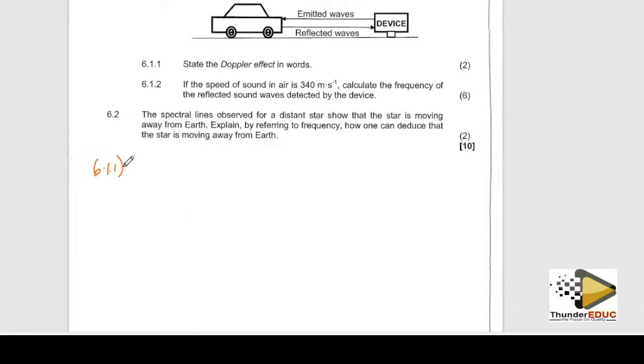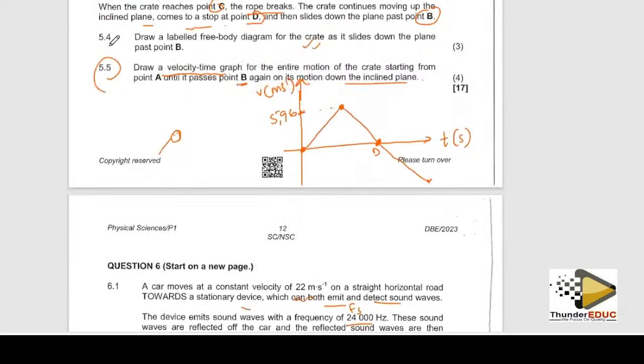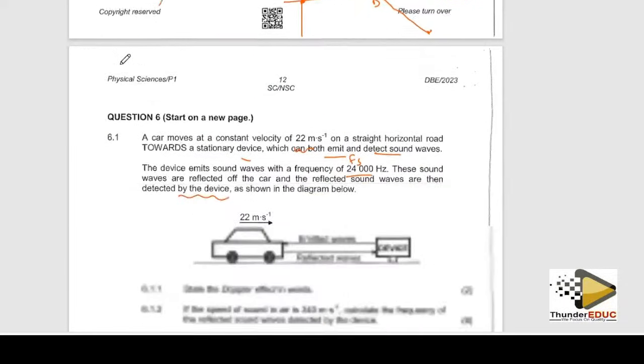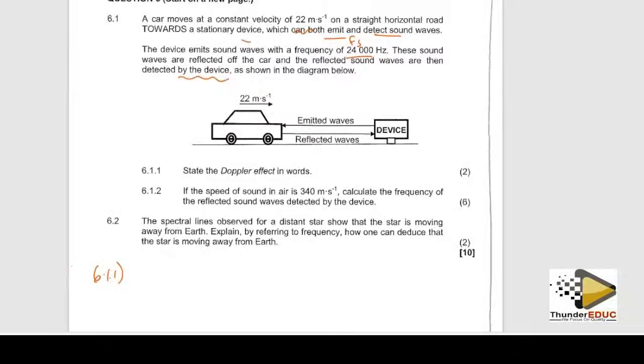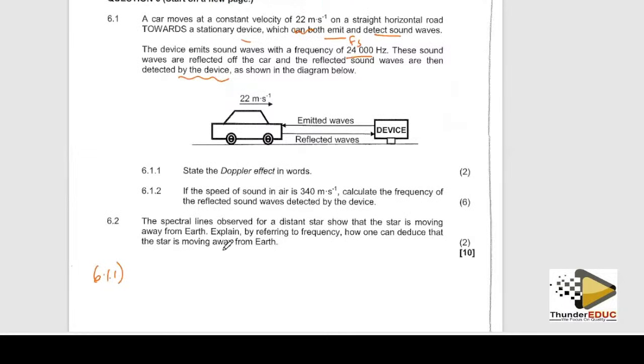So we know that Doppler, did I skip a question, guys? Did I skip a question? That's 5.5, no? Yeah, we never skipped any question. So we go. Okay, so we're saying Doppler effect. What is the Doppler effect?